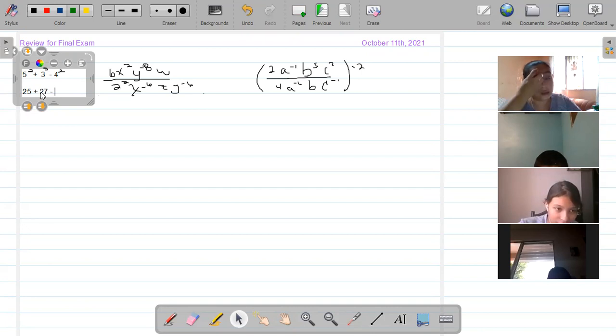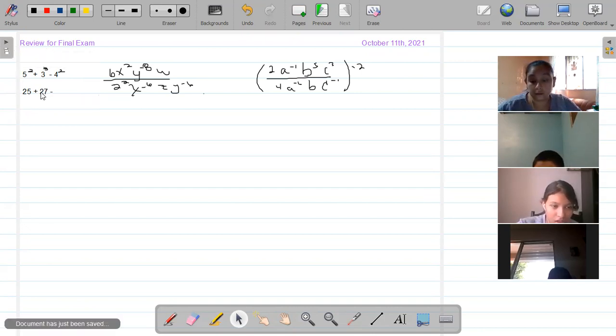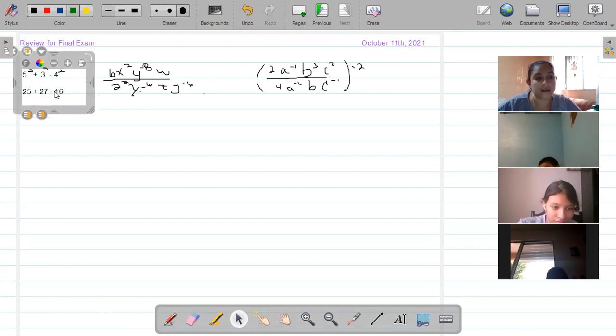Minus 4 to the square, how much is 4 to the square? 16. 16, correct. And now what should I do? What's the next step? Should I go right to left or left to right? It doesn't matter. What should I do? You have to add some numbers. Exactly. I add from left to right. So I'm going to add the 25 plus the 27. And that is how much?